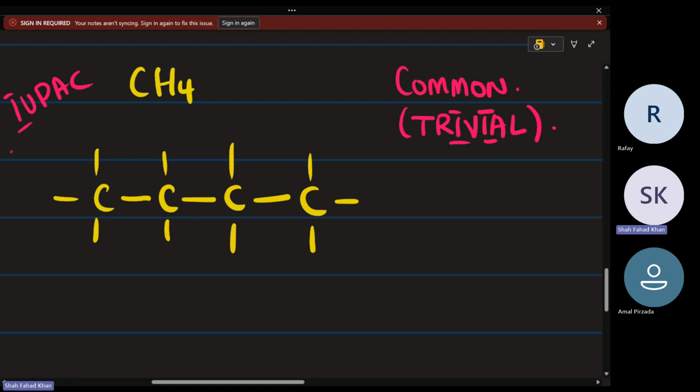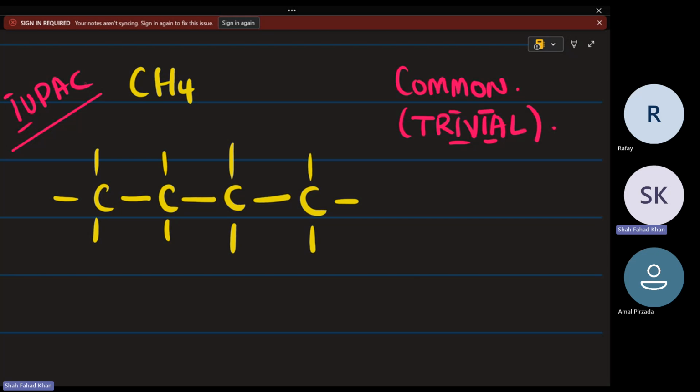And IUPAC naming does have logic. It does have a proper set of rules. And IUPAC naming can be used to name any compound that's there. IUPAC stands for International Union of Pure and Applied Chemistry. Understood? So they actually give names to all the different compounds that are there.